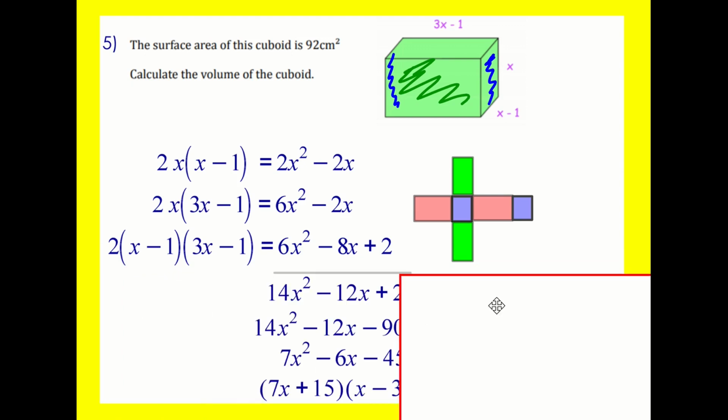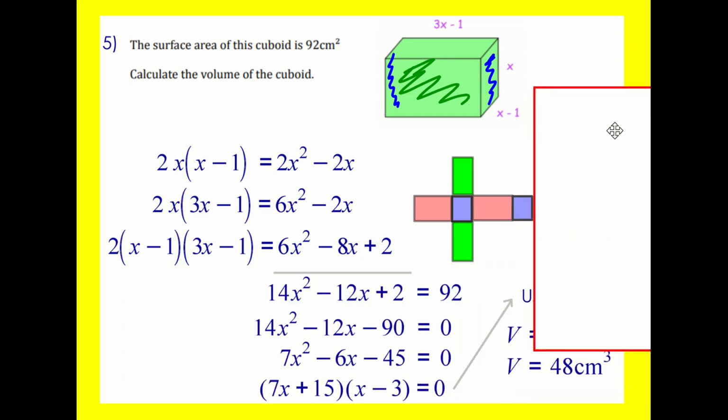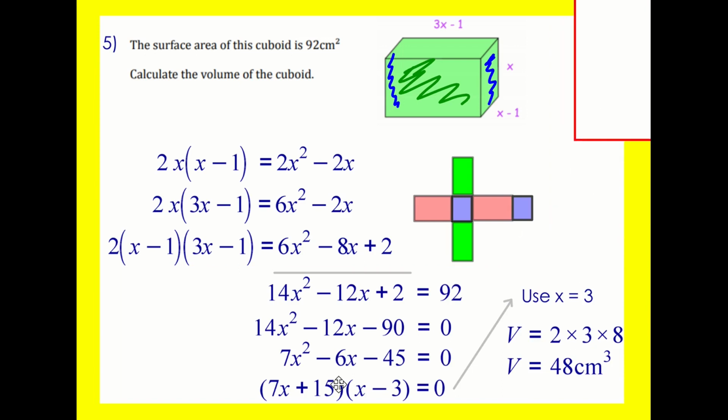Add them all together, set it equal to 92. We've got a quadratic. Cancel it down as best as you can to 7x squared, and then it's not nice, but actually, there's not two options for the 7x and the x. That's the only option, so then you've just got to make it work with here. x is going to be 3, from which you get the volume.